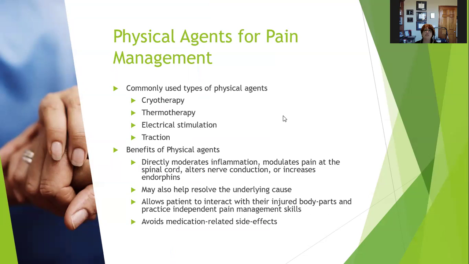With physical agents, commonly used types are cryotherapy, thermotherapy, electrical stimulation, and traction. The benefits of physical agents are that they directly moderate inflammation, modulate pain at the spinal cord through that gating effect, and alter nerve conduction or increase endorphins. And when we talk about individual physical modalities, we will talk about how they do that.